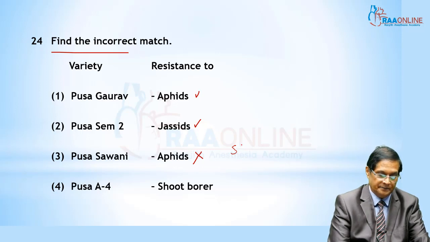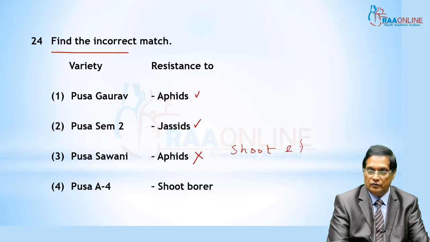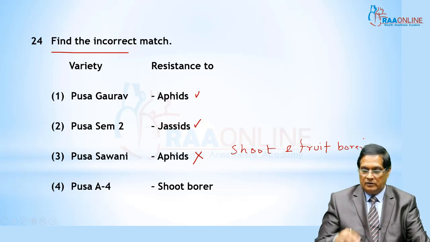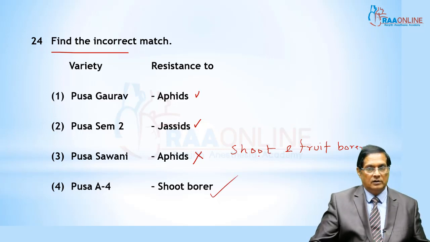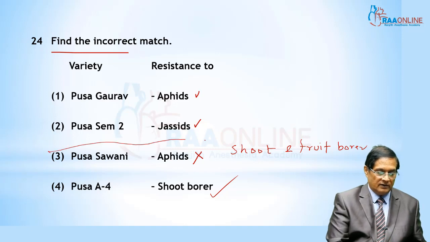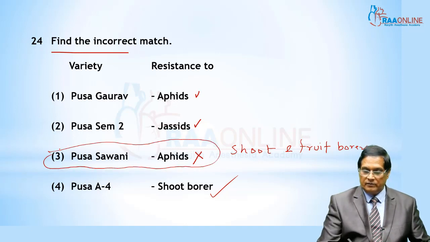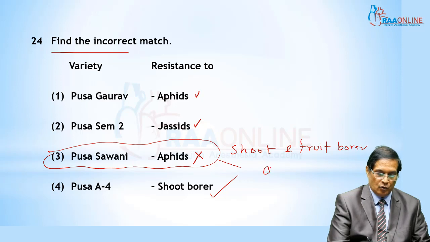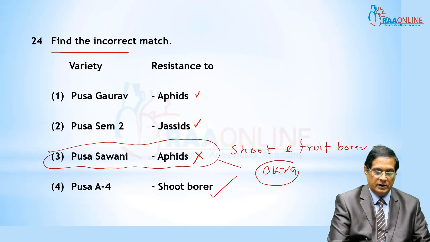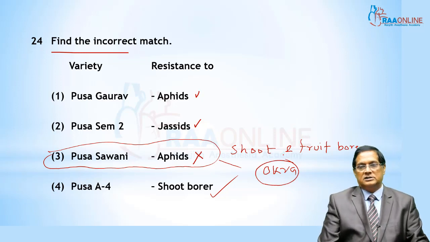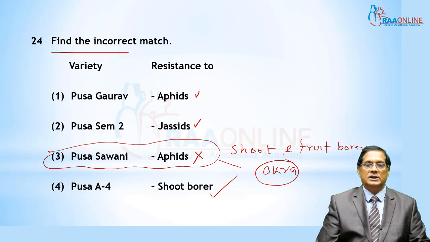That is the third one. It is resistant to shoot and fruit borer, whereas Pusa A4 is the right match. So the third, the Pusa Sawani variety, is a variety of okra, that is bhindi, that is resistant to shoot and fruit borer, not to the aphid.